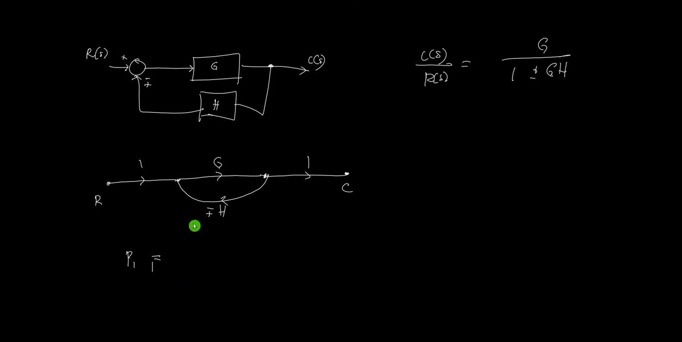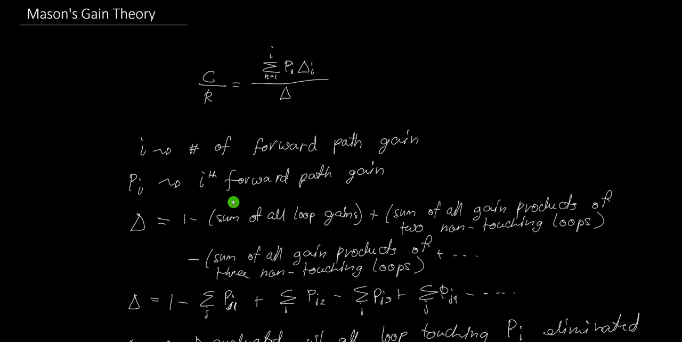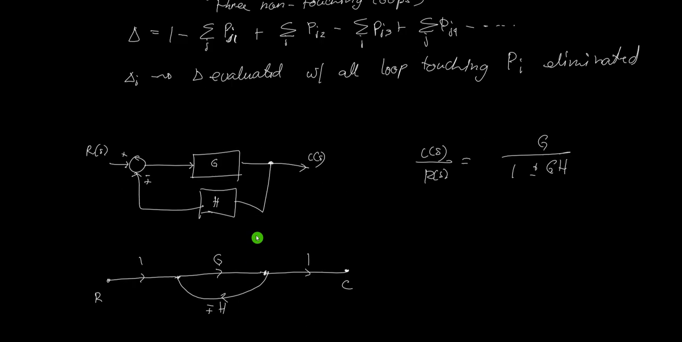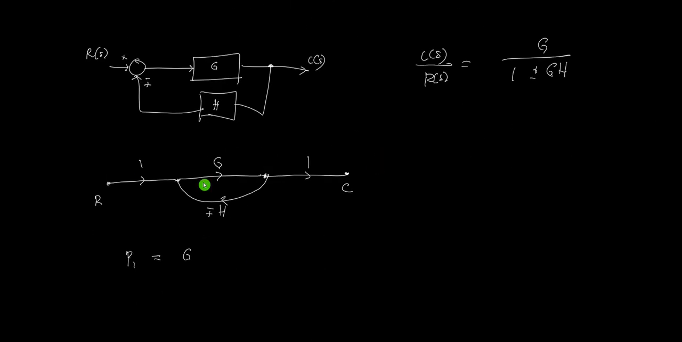Then P1, what's the gain of that? It is 1 times G times 1, and that is just equal to G. So that will be our P1 here, the forward path gain. We only have 1 forward path. We cannot go back here and then rotate again, because remember, a forward path cannot pass through the same node more than once. So it's not considered a forward path.